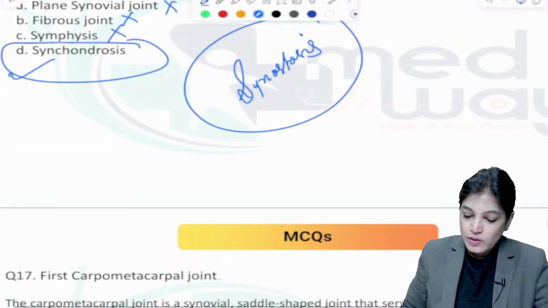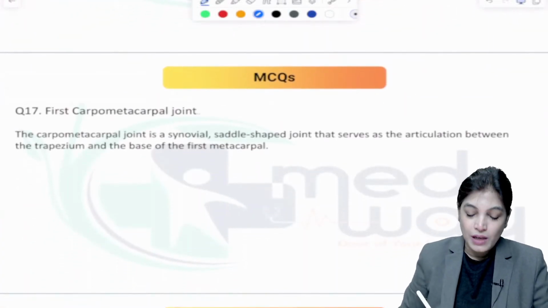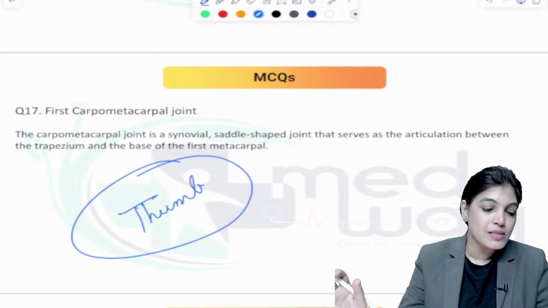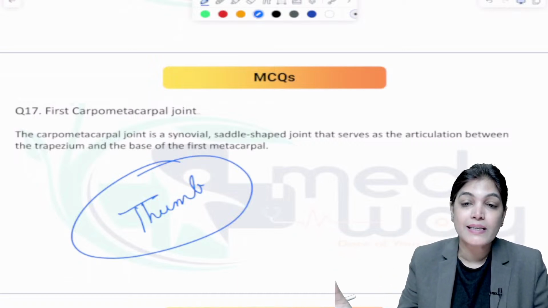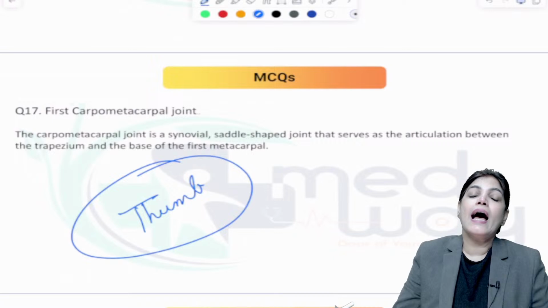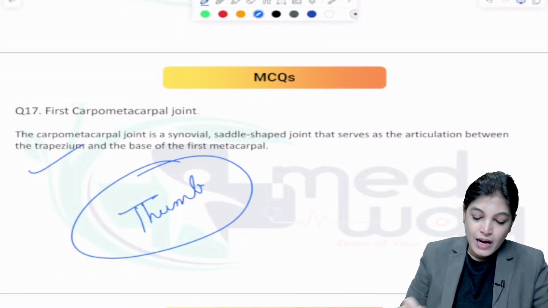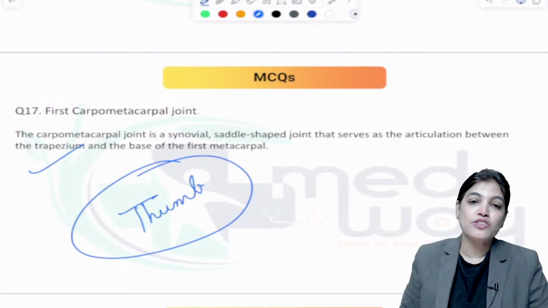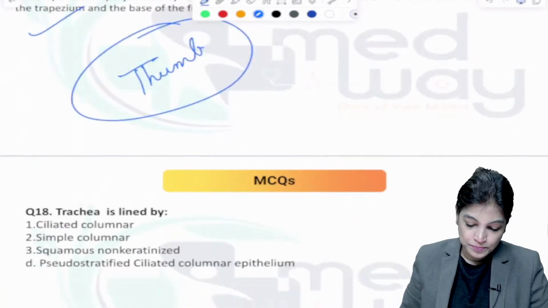Now, a few students told me there was one question about the first carpo-metacarpal joint of the thumb and the type of joint. This is the easiest one, I think, if everyone marked it correctly, because I have included these questions in the discussion of the test of anatomy. The right answer is saddle type of joint. The carpo-metacarpal joint is a saddle type of joint, and it is the articulation between the base of the first metacarpal, that is of the thumb, and the trapezium.